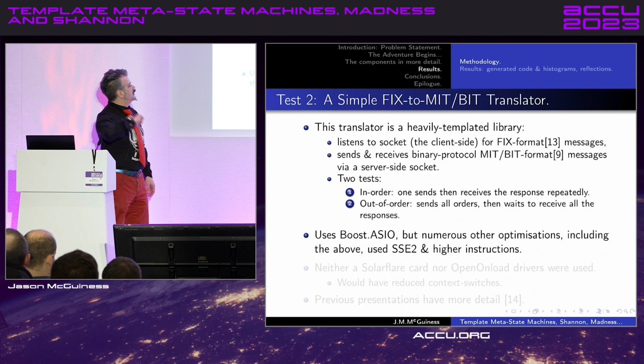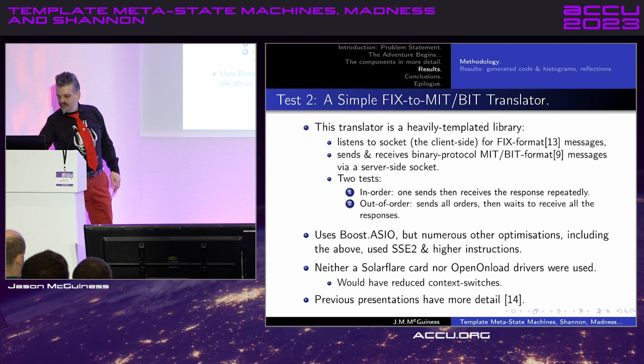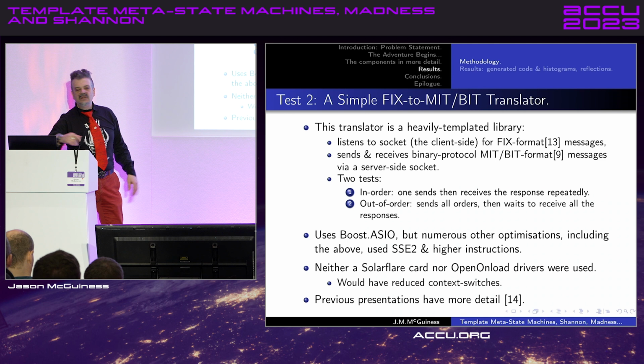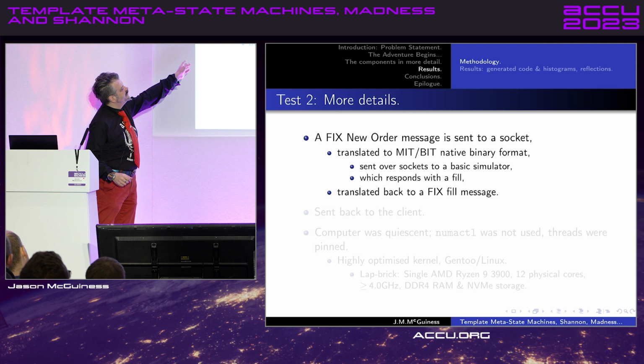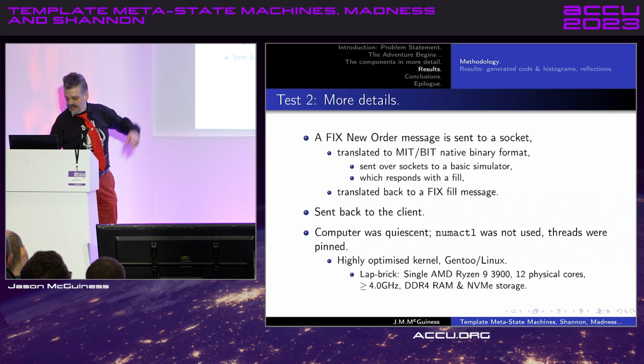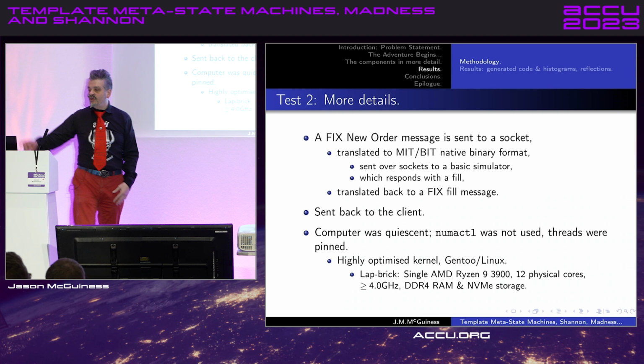I used Boost.ASIO, but I also used SSE2 and higher instructions. Went a bit mad there. No, I did not use Solarflare cards nor OpenOnload. I've got previous presentations with more details of how this test works. Yeah, we've covered this, new order socket, blah, blah, a basic simulator responds with a fill, translates it back, etc. Covered that, sent it back to the client, yep, spoken about that. Yeah, my computer was quiescent, I did not use neural control because it has one processor.